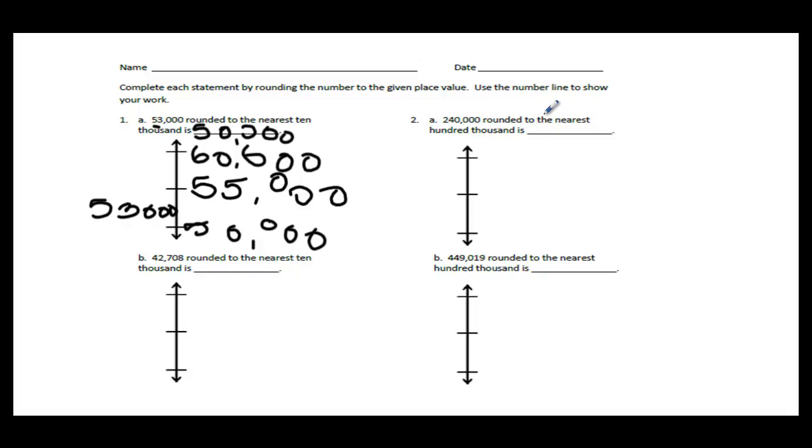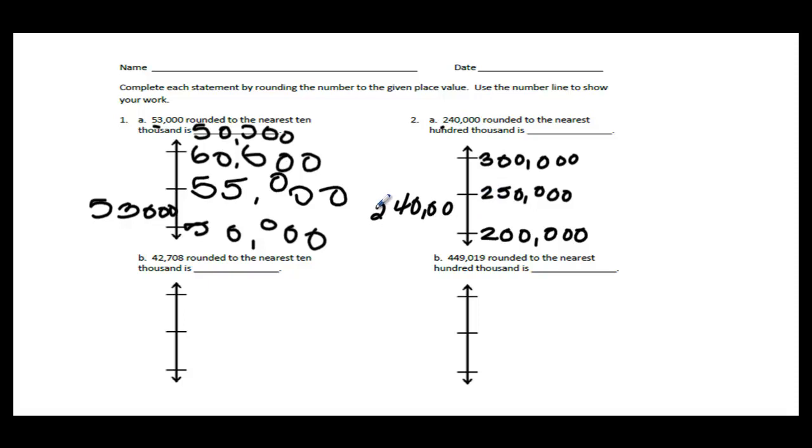So this time it says round to the nearest 100,000. So there is a 2 in the 100,000s. So how many 100,000s are in this number? And the answer to that is there are 200,000. So I'm going to put 200,000, and then one more 100,000 would be 300,000. So halfway between 200,000 and 300,000 would be 250,000. So I'm thinking to myself, where would 240,000 go? Well, it's less than 250,000, so it would go here, 240,000.